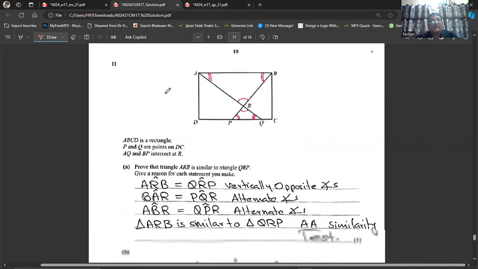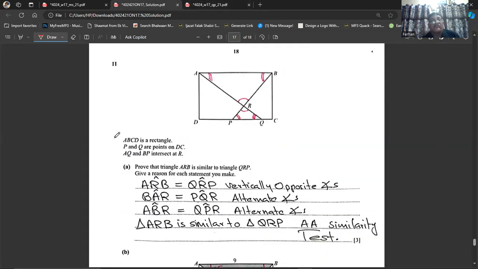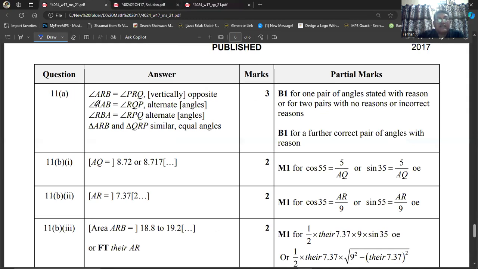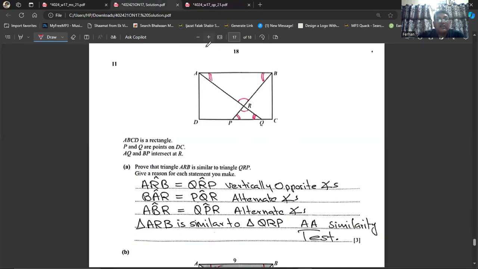Question number 11. Okay, so angle ARB is equal to angle QRP because they are vertically opposite angles. Angle BAR is equal to angle PQR because they are alternate angles, and angle ABR is equal to angle QPR because they are alternate angles. So triangle ARB is similar to triangle QRP. The reason is the angle similarity test. So this triangle and this triangle are similar to each other.